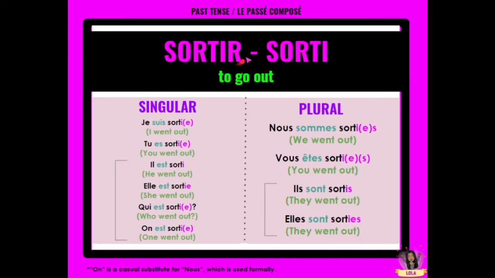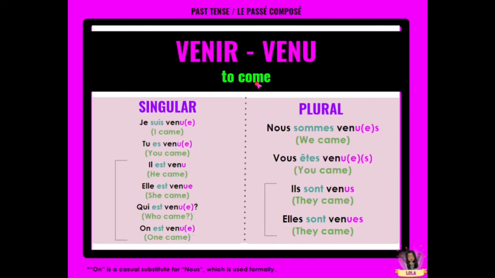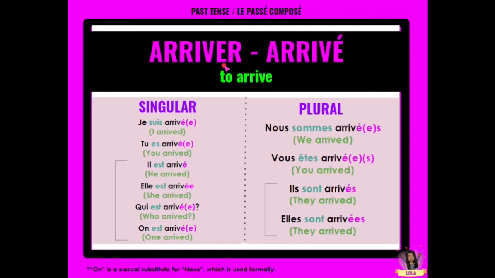Sortir is a regular verb. The IR changes to I, and it means to go out. Venir is irregular. The IR changes to U, and it means to come. Arriver is a regular verb, ER to é, and it means to arrive.